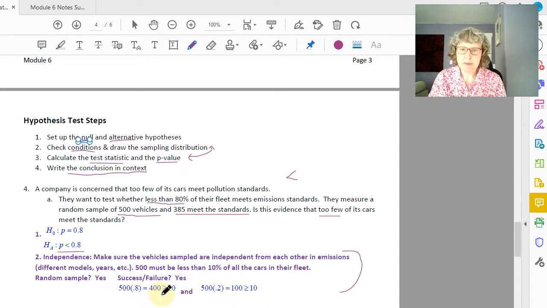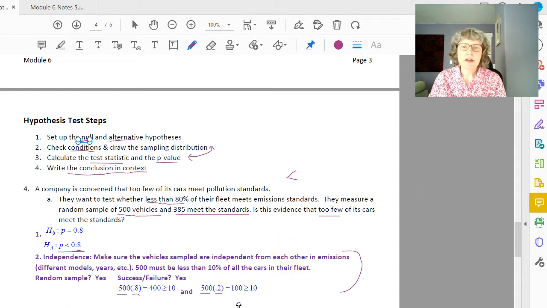And then we need to test the numbers for our success failure condition. That's n times p and n times q. So our n is 500 and our p is 0.8 from our p0. And our q is 1 minus p. So if it's 80, 20, 60, 40, and so on. So our nq is 500 times 0.2. So we get 400 and 100, so well above the 10.